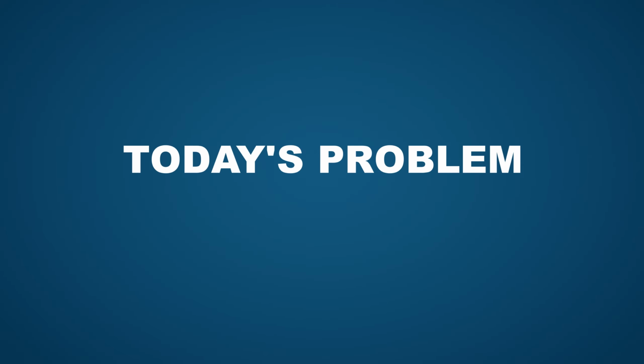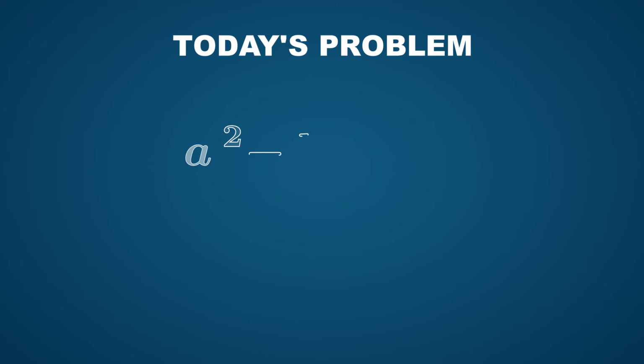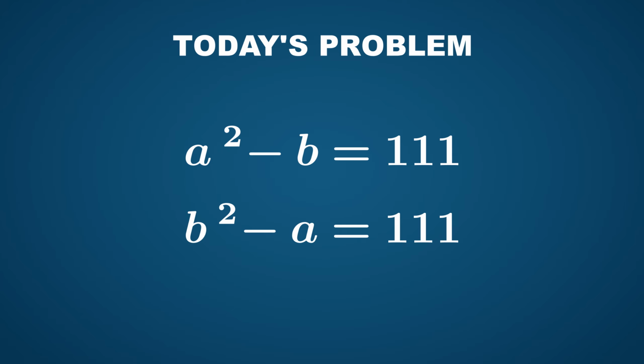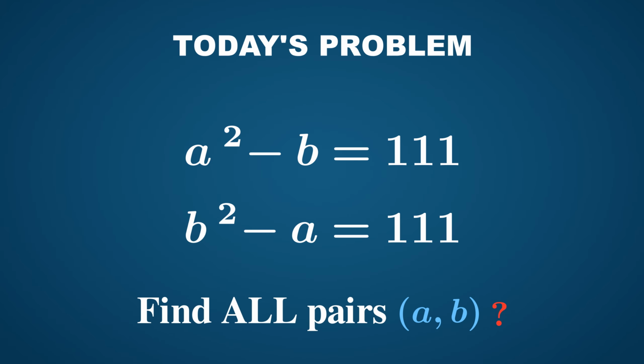Here's today's problem. We have two equations at once. A squared minus b equals 111 and b squared minus a equals 111. We want every pair of numbers a and b that satisfies both at the same time.